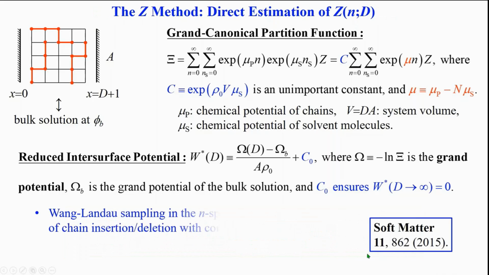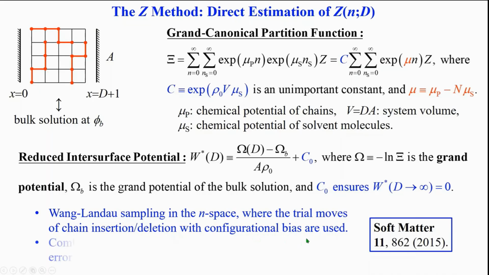In particular, in Monte Carlo simulations, we use our recently proposed Z method to directly estimate the canonical partition function Z as a function of the number of chains n at a given D. This is achieved by the one Landau sampling in the n space, where the trial moves of chain insertion and deletion with configurational bias are used.